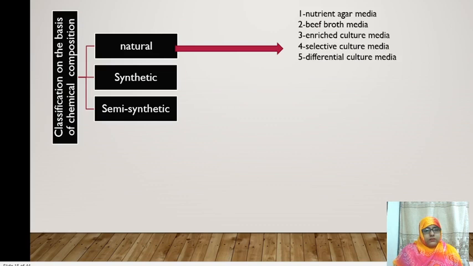Now, classification on the basis of chemical composition. The first one we have discussed is on the basis of physical state. This one is on the basis of chemical composition. Chemical composition: natural, synthetic media and semi-synthetic media.